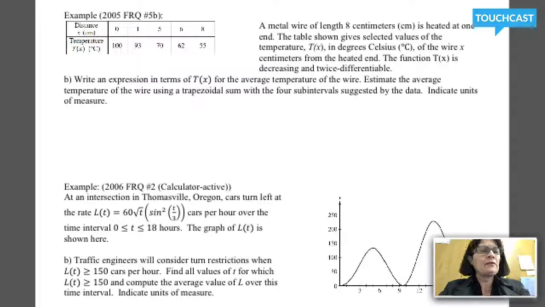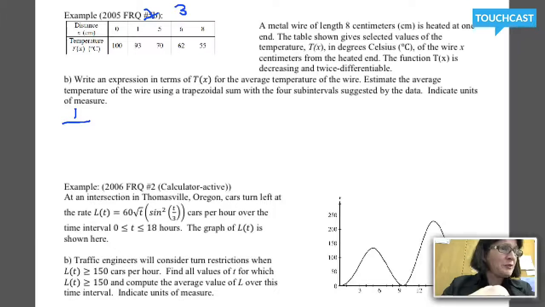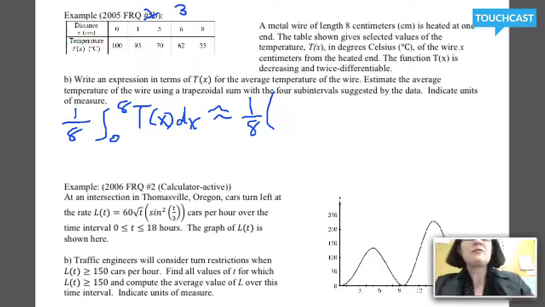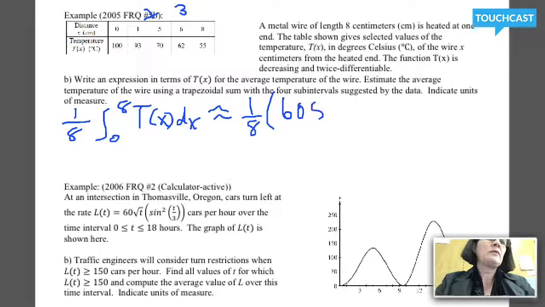All right, so when I used my calculator on that, I notice here it was number 5. If it were a number 5, it never would have been a calculator problem, but this was a calculator problem. When I went to double check my answer, it's really number 3. So that was 1/8 times the integral from 0 to 8 of t of x dx, which is approximately equal to 1/8 times, was that 605.5?